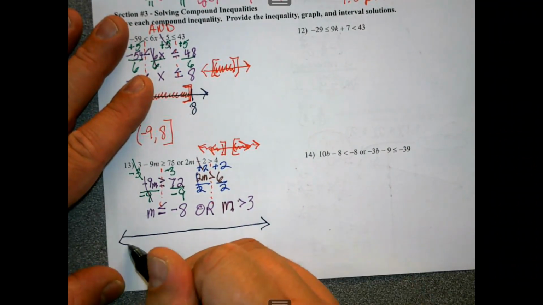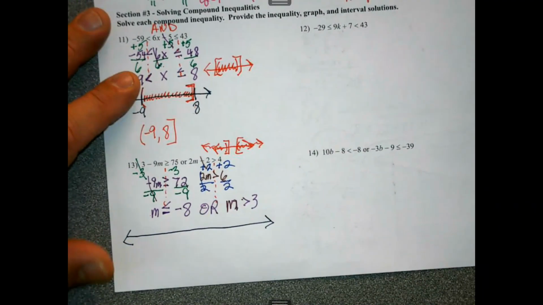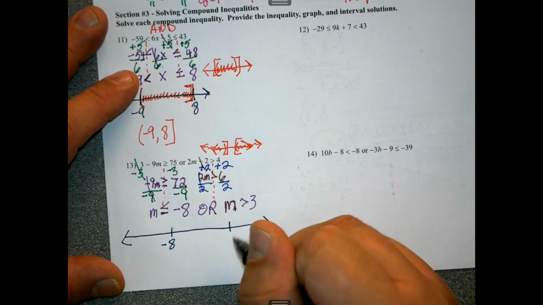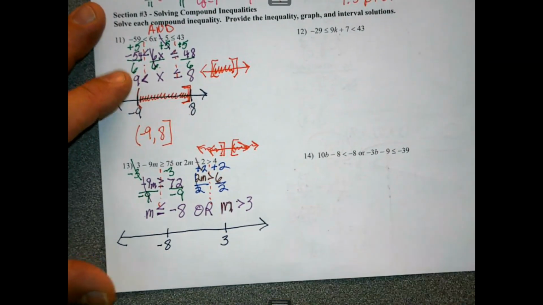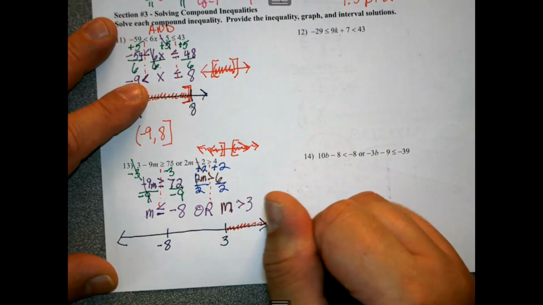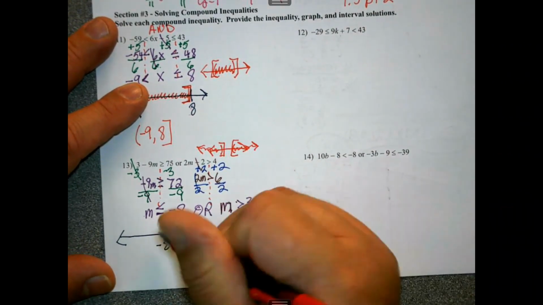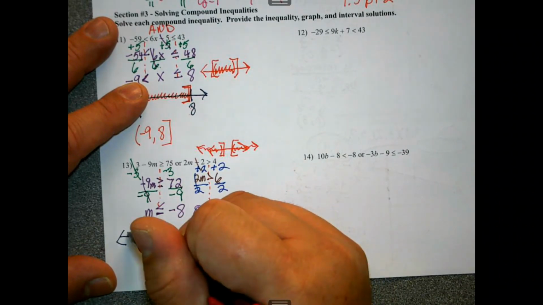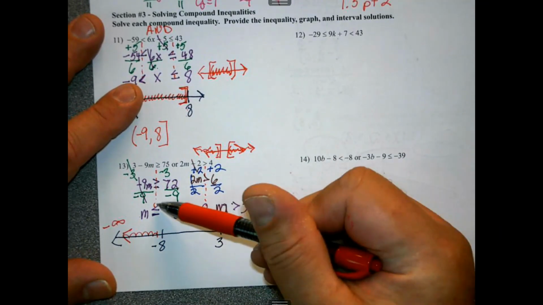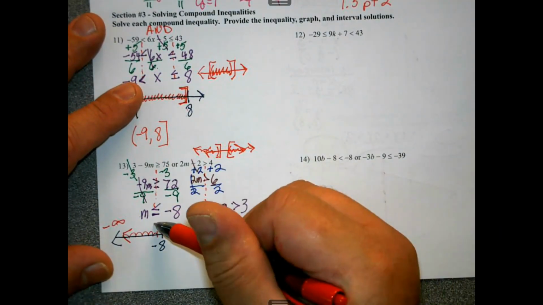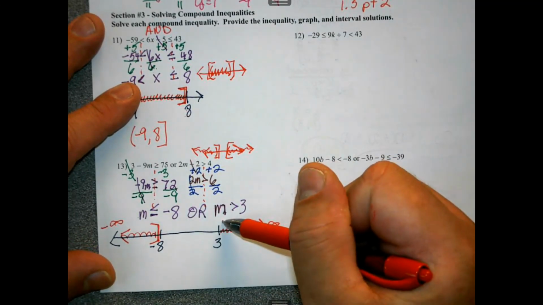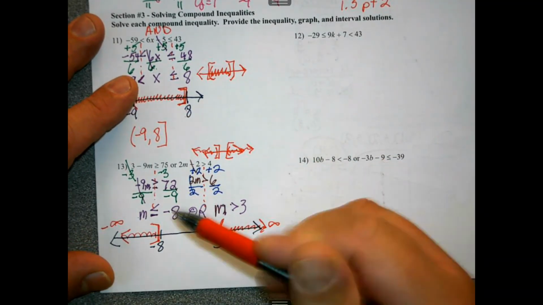All right, there's my number line. Let's see, smaller number, -8. Larger number, 3. I know they're going to go out to their respective infinities. And let's see, this one gets a bracket, has an equal sign. This one gets a parenthesis, does not have an equal sign.